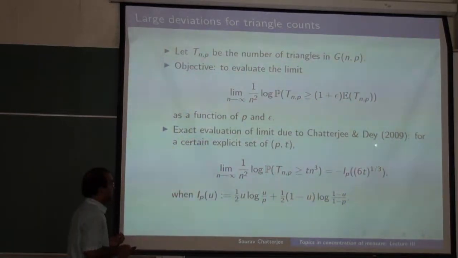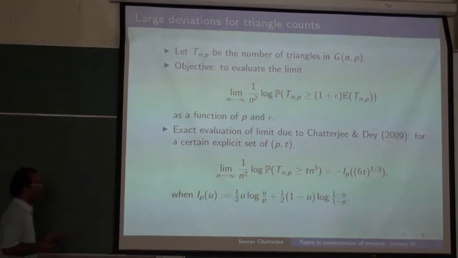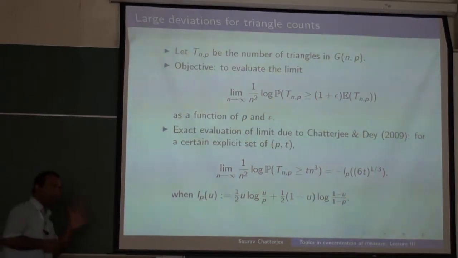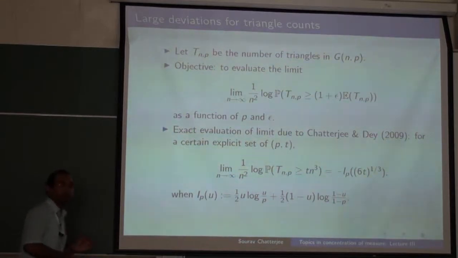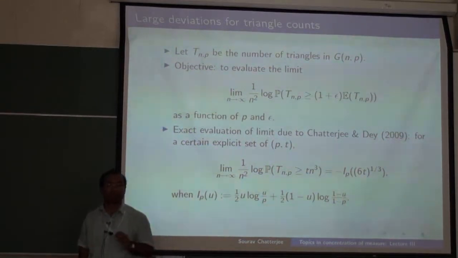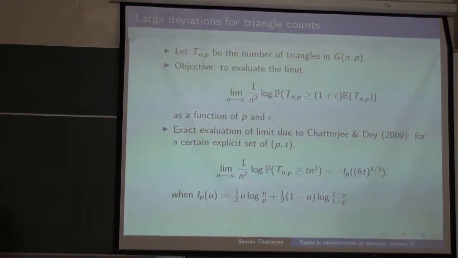So I was working on this before this work also, using some other techniques. I proved with Dey that for certain values of p and t, for a certain explicit set of values, this limit has an explicit formula. It's just I_p(6t)^(1/3), where I_p is this function. Okay, so we proved this limit, but it does not cover all values of p and t.